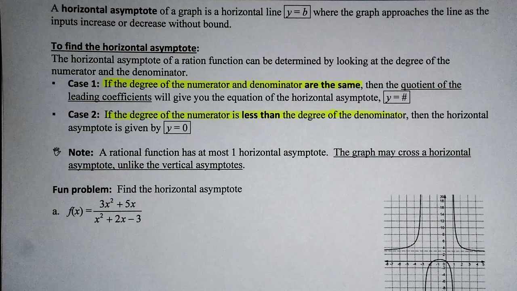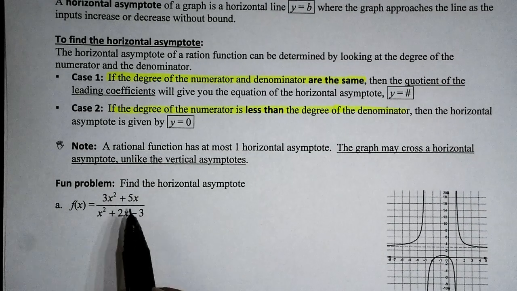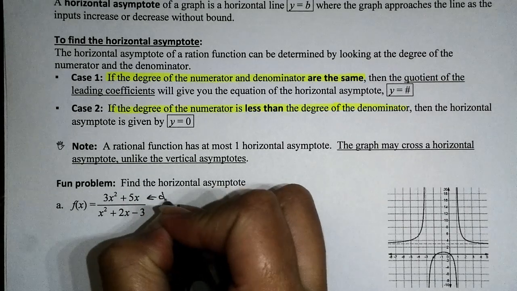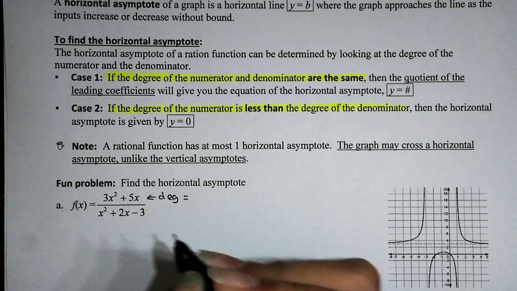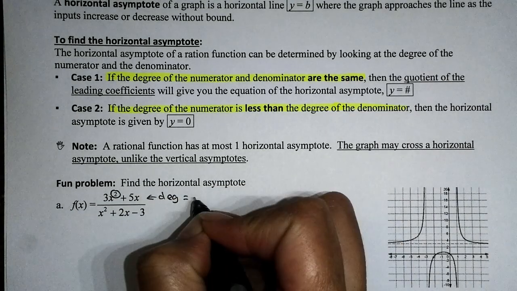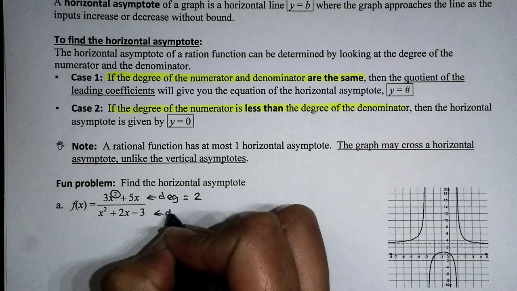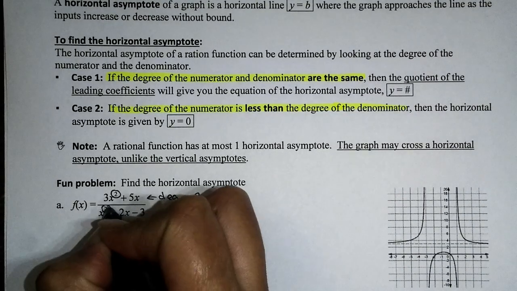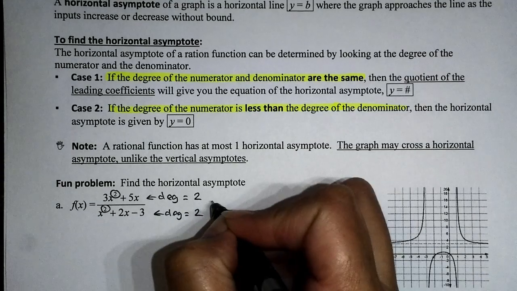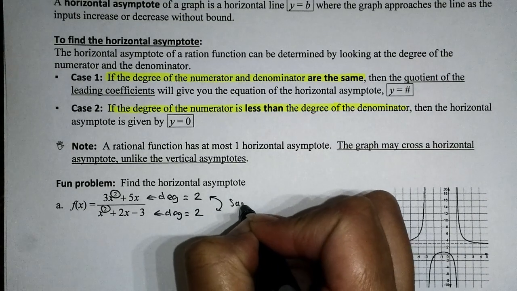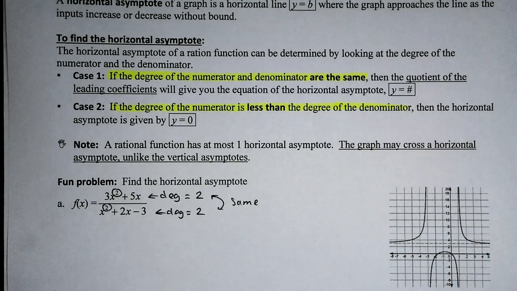So the degree of a polynomial is just code for the highest or biggest exponent on any of the variable terms. So the degree of the numerator: what is the highest exponent? The biggest exponent is 2. The degree of the denominator: what is the biggest exponent? In this case, it is 2. So the question I'm going to ask myself is this: are the degrees the same? Is the degree of the top less than the degree of the denominator? In this case, as you can see, the degrees are the same.